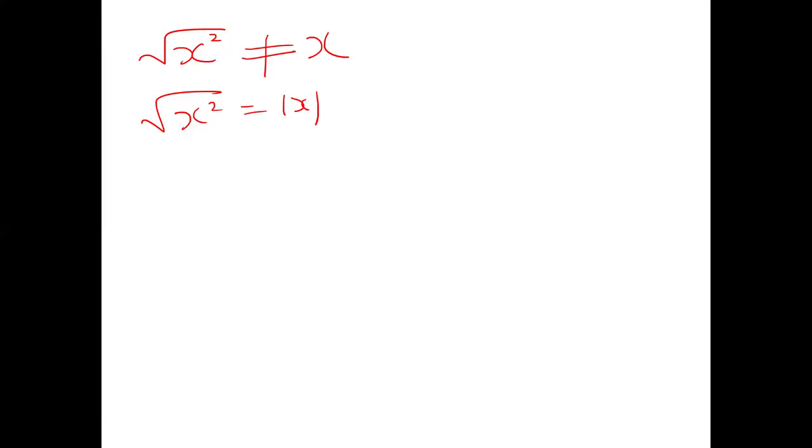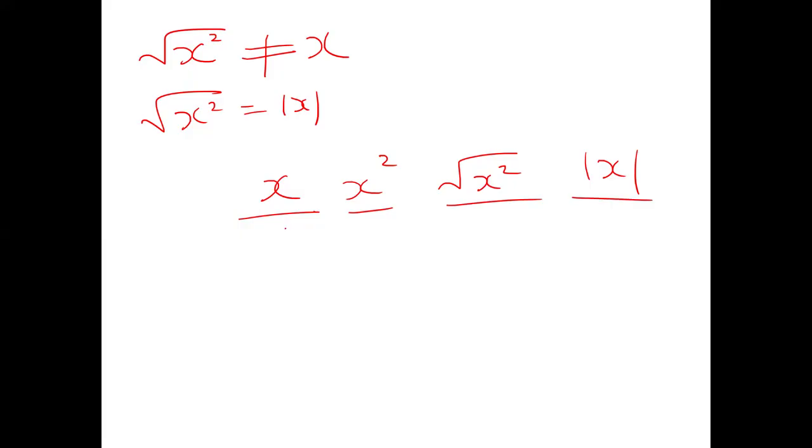Let's take an example. Suppose that, let's take this as x, x square, root of x square, and absolute value of x. Suppose we take x is equal to 2. What is x square? 4. What is root of x square? 2. What is absolute value of x? 2. All right. So in this particular case, root of x square is equal to x. Agreed in this case.